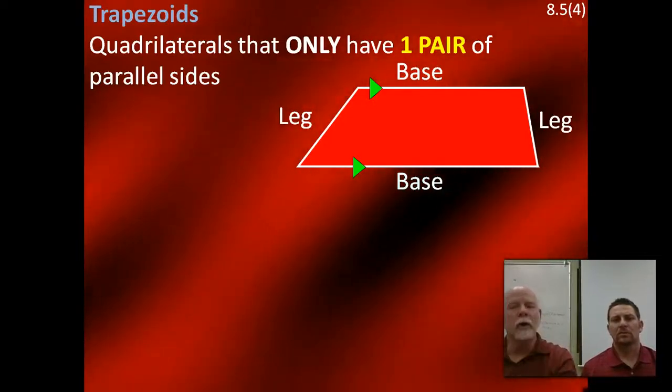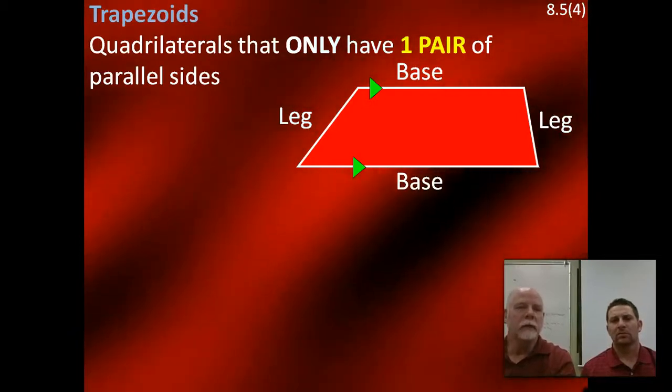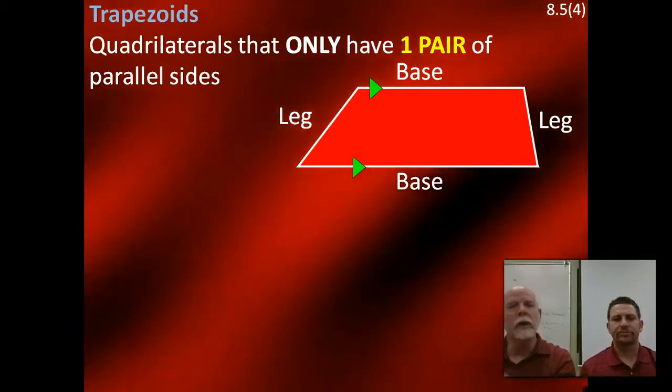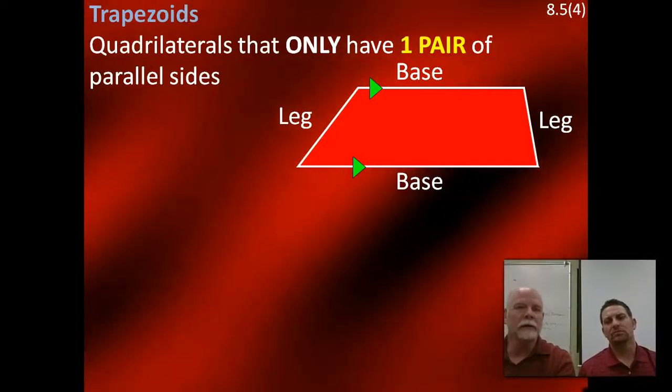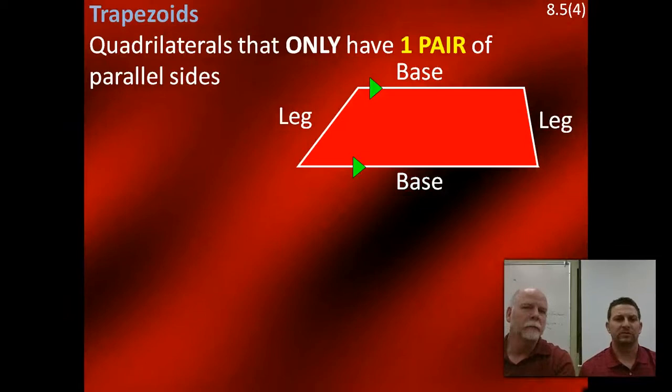And so the 2 sides that are parallel to each other, we refer to those as bases. The 2 parallel sides are the bases of the trapezoid, and the 2 non-parallel sides we call legs. And really, if you think about it, a trapezoid is just a triangle cut off. Got a flat top.